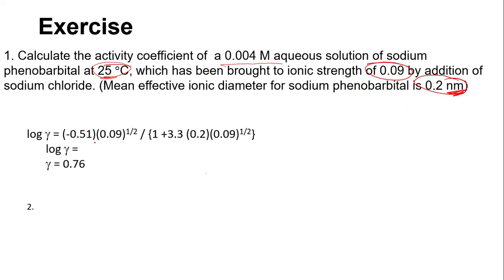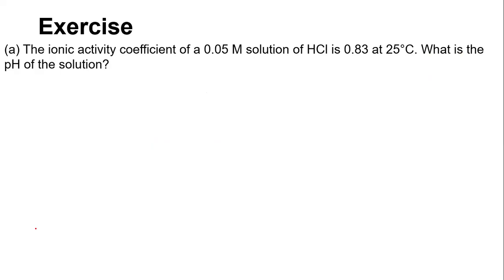The charge of sodium is 1. That is why I have not been showing you. So 1 squared is still 1. Every other thing has been substituted well, and when we punch it, we are supposed to get this as our answer. Very simple. Now, the next exercise, very simple. We are supposed to calculate the ionic activity coefficient of 0.05 molar solution of HCl.